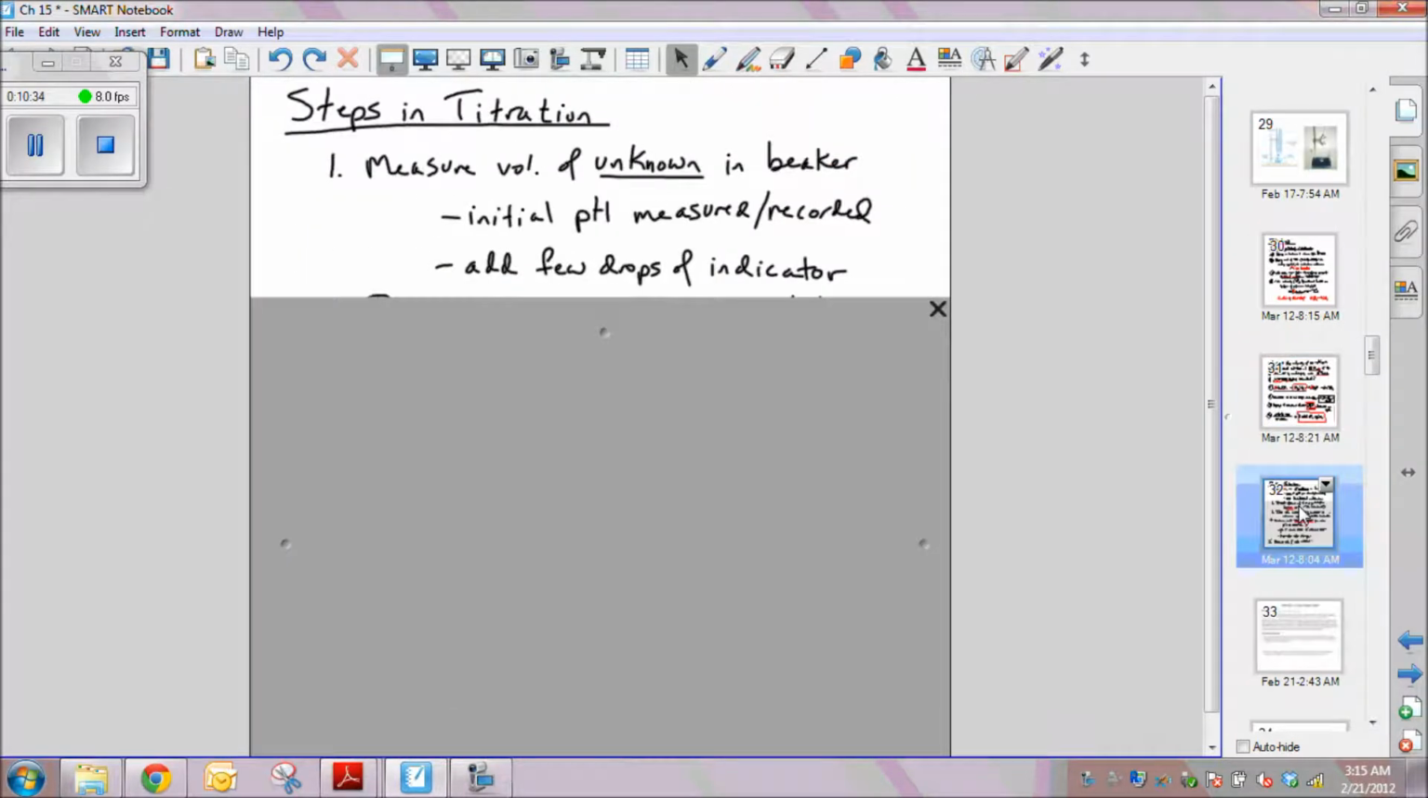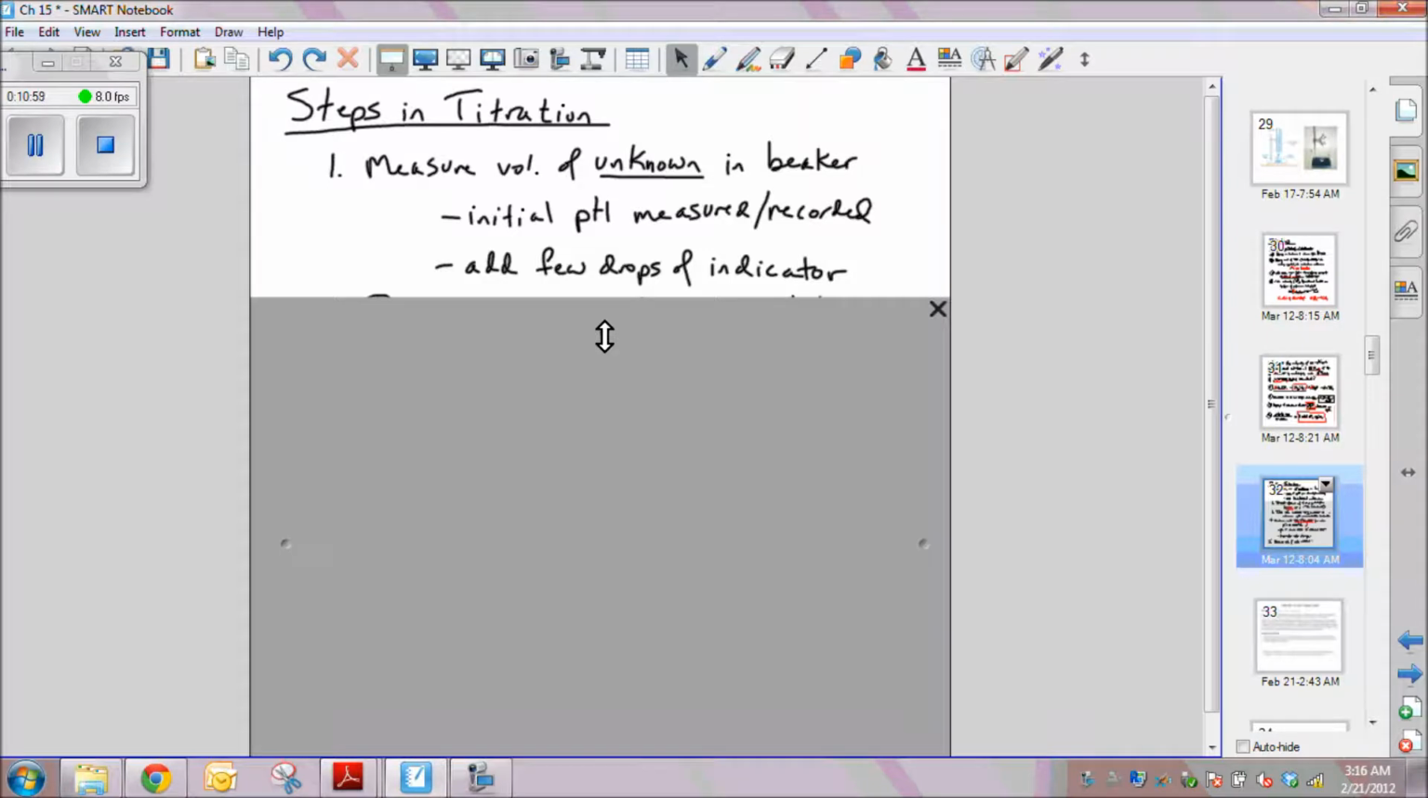Now, this slide, please don't copy. We're going to go over this again when I return to class, hopefully on Wednesday. But the steps in a titration are pretty quick when you actually do a physical titration. I'm going to demo one in class on Wednesday, and then you guys are going to do one on Thursday or Friday of this week.